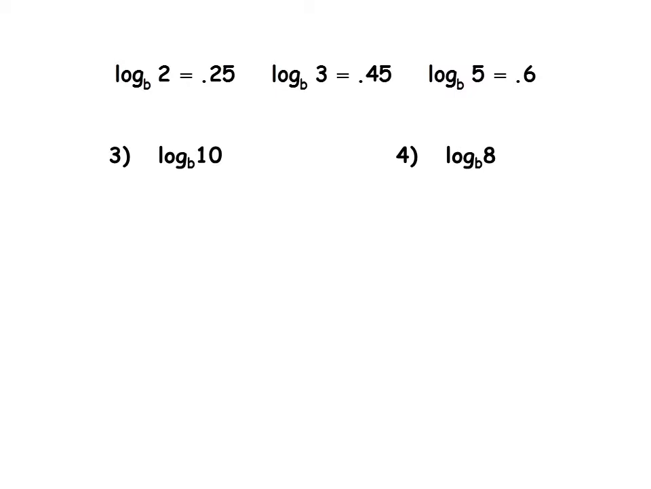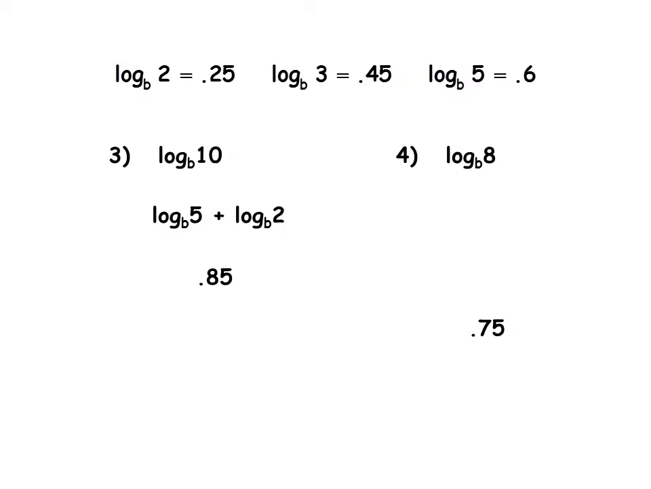Here are your givens again at the top, log b of 10 and log b of 8. Go ahead and see if you can figure those two out. Log b of 10 can be broken down into its prime factors of log b of 5 plus log b of 2. 5 times 2 is 10, so all you did is expand this. Log b of 5 is given, log b of 2 is given. You just have to add those together for 0.85.